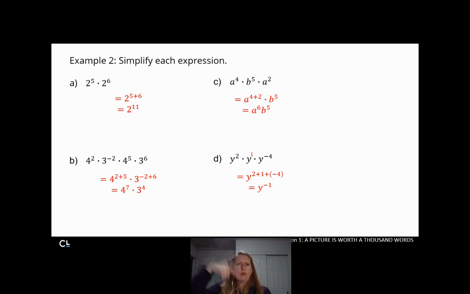Oh, and this goes back to what we were just doing earlier. I don't like the negative exponent. So I'm going to rewrite that as 1 over y to the 1st power, although I guess I don't need the 1 there. So I'll just rewrite it as 1 over y. How'd you do? Let's keep going.